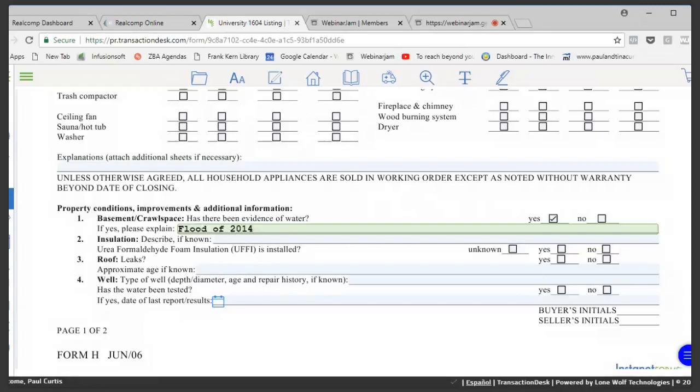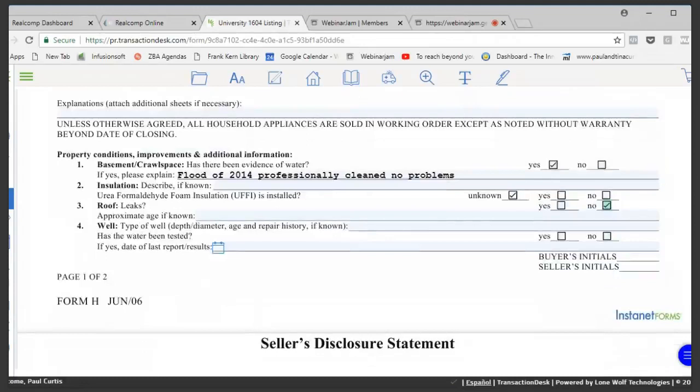And what was the remedy? I had it professionally cleaned and no problem since. Whatever it is they tell you, that's what goes there. Insulation. I'm not sure what my insulation is. Roof. No, don't have any roof leaks. Or if they do or did, put them there, etc. Now, the other thing to remember is the bottom of page 1, have your seller initial that.